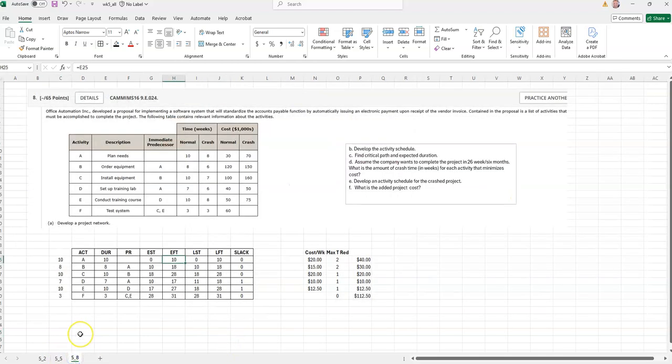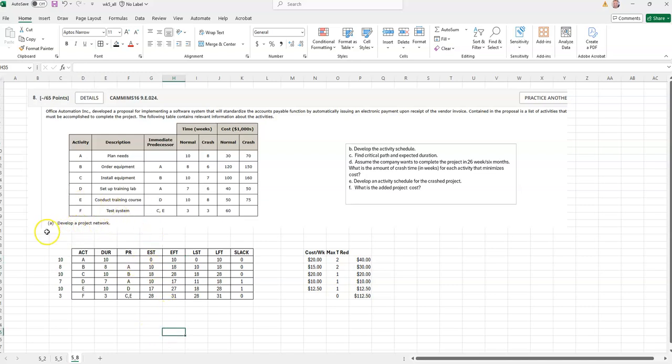The last problem here is kind of a fun one because you get to play a little trial and error on a small project. This is the problem where we have a project that needs to be done within a certain amount of time, and what I did is I copied the project out of my homework set. Again, I don't know if your activity predecessor, normal time, crash time, normal dollars, and crash dollars are going to be the same. But what I want to show you is the approach here.